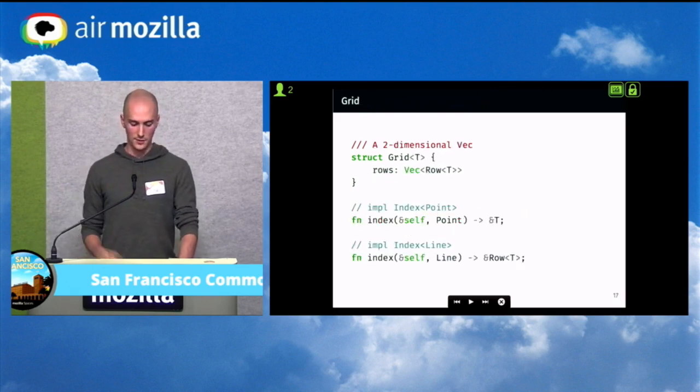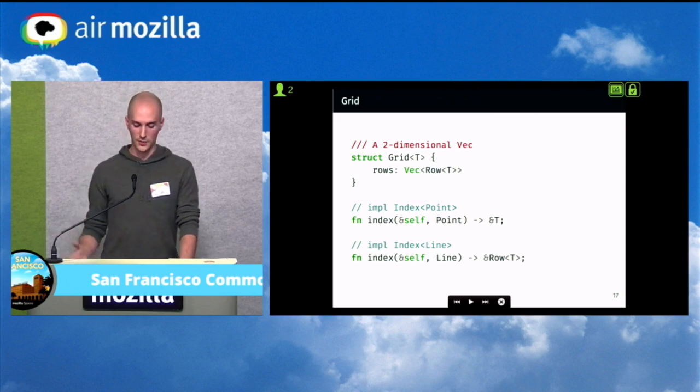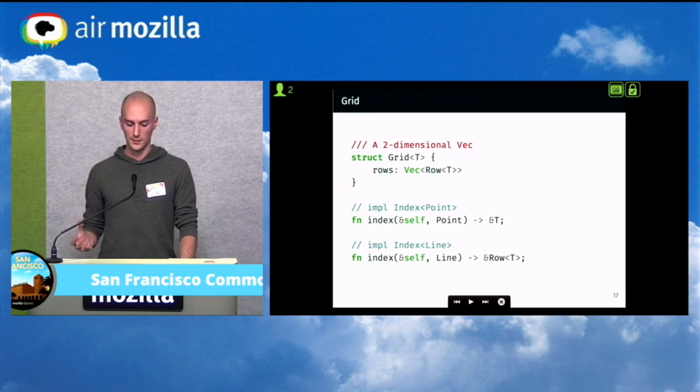So the grid is just a two-dimensional vector, essentially. So we have a vector of rows. If you index it with a point, you can get this reference to whatever this container is holding. If you index it with a line, you can get a row of those things. If you index this with a column, that's not implemented. You'll get a compiler error.